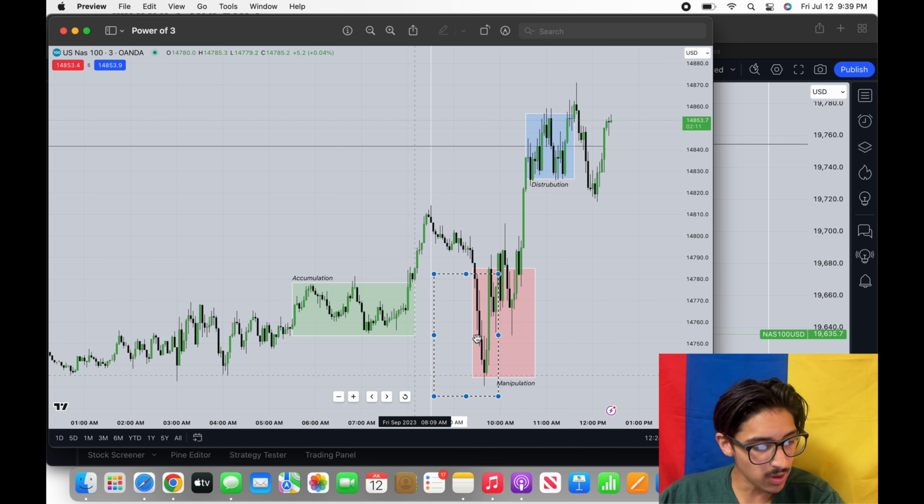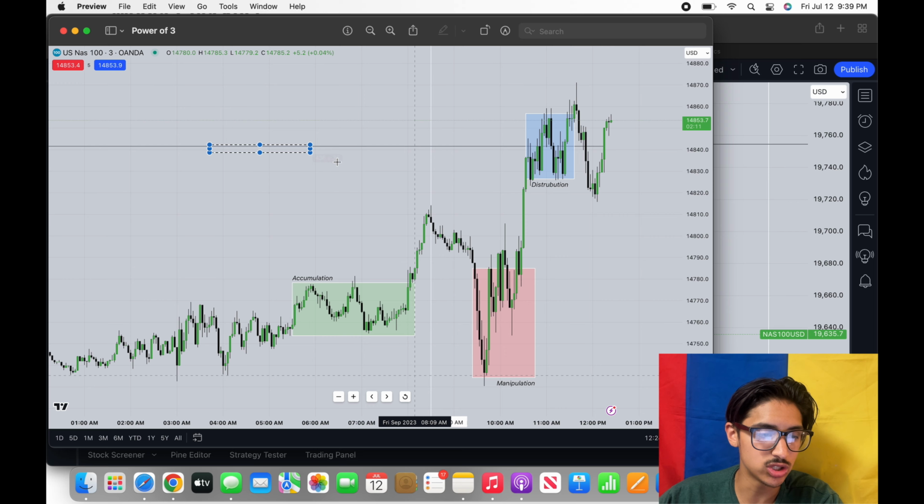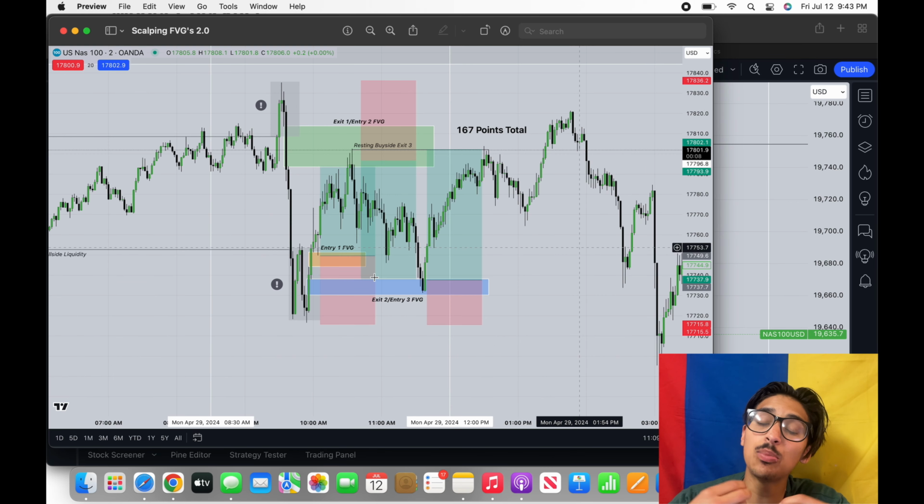We're trading below, even below these lows. Look, traded below those, took out everybody. Then we trade higher, that manipulation move. And then we distribute orders at this black line, which is resting like old high, which is buy side liquidity. Boom. Scalping fair value gaps 2.0.